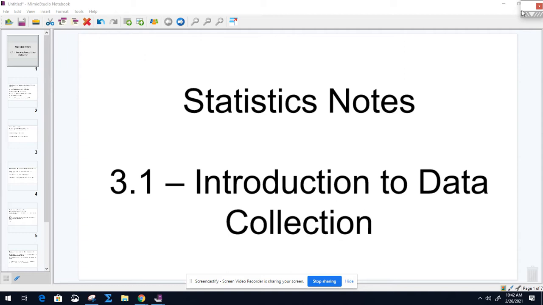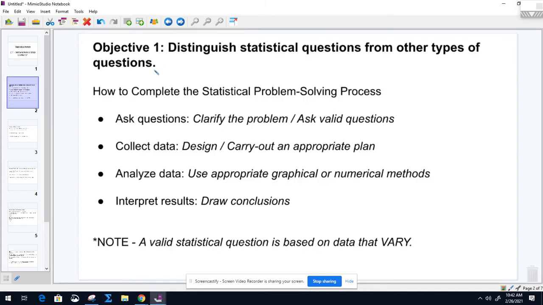So we're going to have a lot of different vocabulary words and a lot of explaining and interpreting things, not so much the analyzing or creating. So we're going to start off with 3.1. And like I said, it's a lot of definitions. So objective one is to distinguish the statistical questions from other types of questions. So how to complete the statistical problem solving process. This is really key. We're going to come back to this a lot throughout this year.